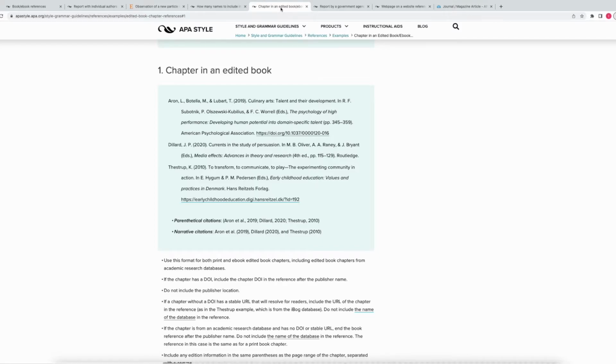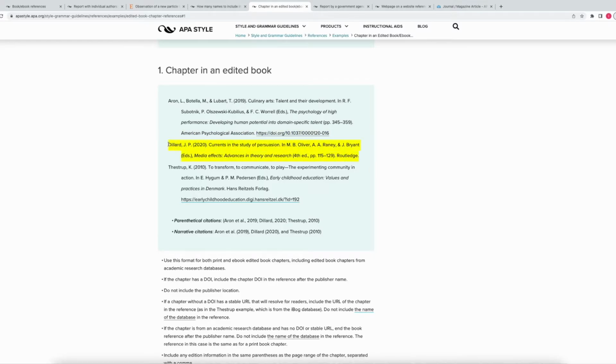So in this instance, you're reading a chapter in a book. So you want to cite what you're reading and their authors. But then in this case, there's also an additional editor or editors who are responsible for piecing everything together into a whole work, such as a book. So this is a chapter in an edited book. So let's look at this middle example here.